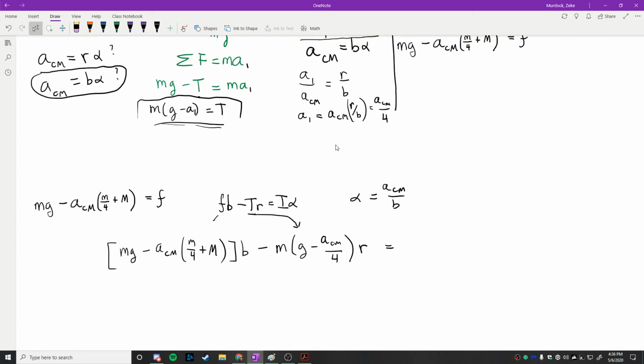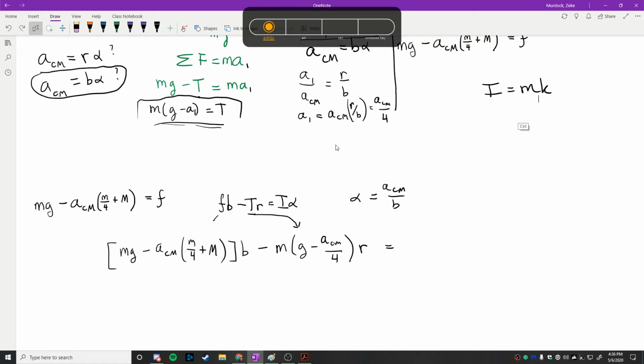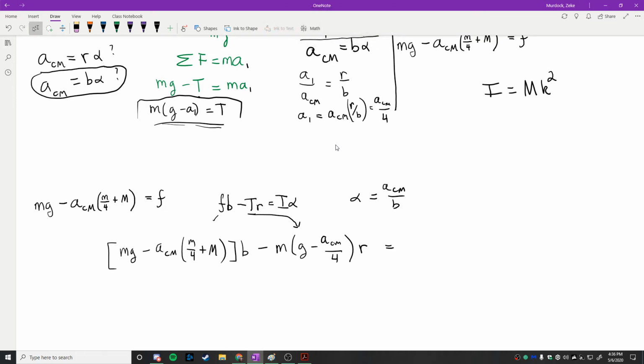Equal to I. We said I was equal to this thing, M times K squared, where K was this. It's not little m, it's big M. So it's big M times K squared, where K was equal to, I think, 0.2. Put that in here. Big M times K squared. We're going to start plugging in a lot of numbers here pretty soon. And then alpha gets replaced with ACM divided by B. And I'm pretty sure we have every single variable in this problem. We have a number for it, except for ACM.